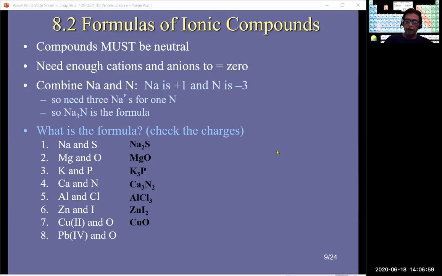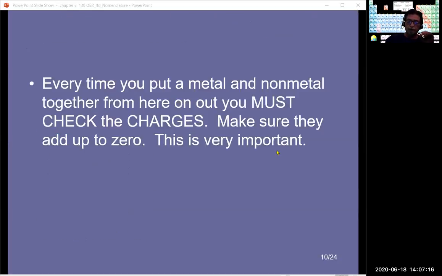Here again, the lead not being part of the 16 requires an oxidation number, and they're telling you it's a +4. Oxide is a -2. We need 2 oxides to counter the +4 of the lead +4. All right, so every time you put the metal and nonmetals together to make ionic compounds, check the charges, make sure that they all add up to 0, okay? And then if you need more of one or the other, that's where they become part of the subscript.